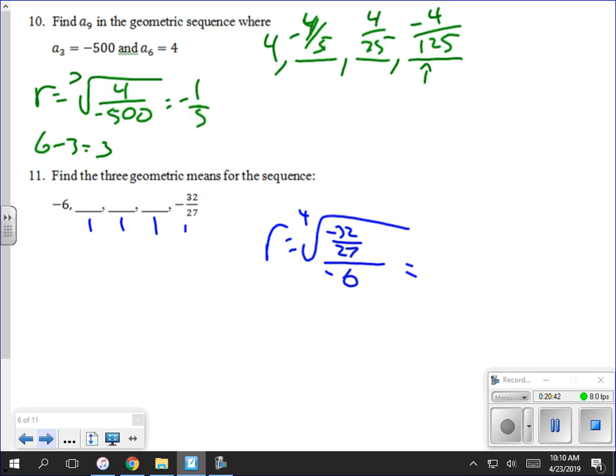And you let your calculator do the heavy lifting. Or root, parentheses, 32 over 27 divided by 6 in parentheses, and you get r is 2/3. Let your calculator do the heavy lifting.